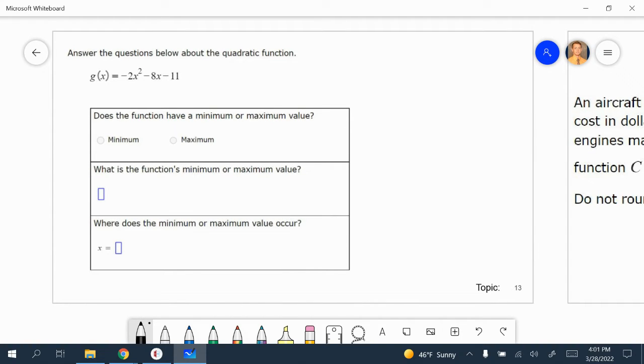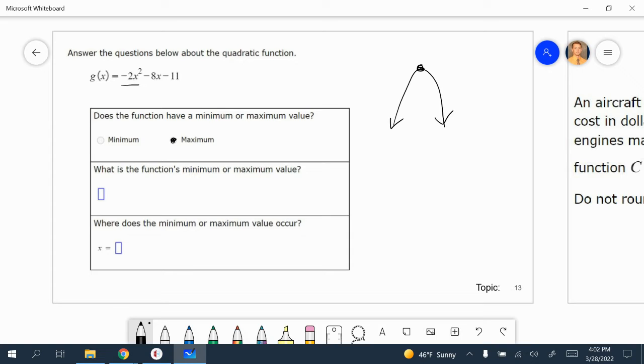Topic 13. We're going to answer the questions below about the quadratic equation. Does the function have a minimum or a maximum value? Since I see my a value is negative, I know that it's going to be pointing down. That's what the a value shows us. So this is going to have a maximum, because that point up there would be the maximum of that parabola.